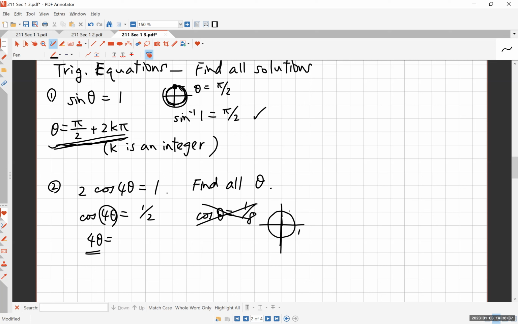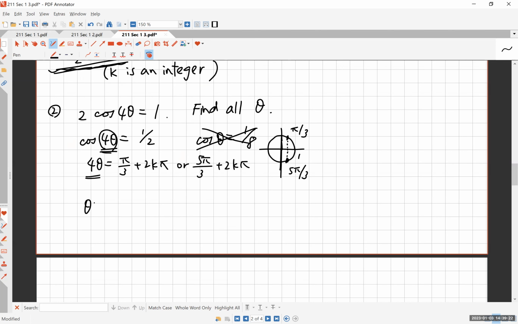Remember, the cosine is the x value. So this is where 1/2 is, and the other is here. You have 2 points, and exactly 2 points, on the unit circle where the cosine of the angle is 1/2. One happens to be pi over 3, and the other is negative pi over 3, or you could say 5 pi over 3. These are the only 2 points where the cosine of the angle is 1/2. So that is what 4 theta is. 4 theta is either pi over 3 plus 2k pi, because you can keep going around and around, or 5 pi over 3 plus 2k pi.